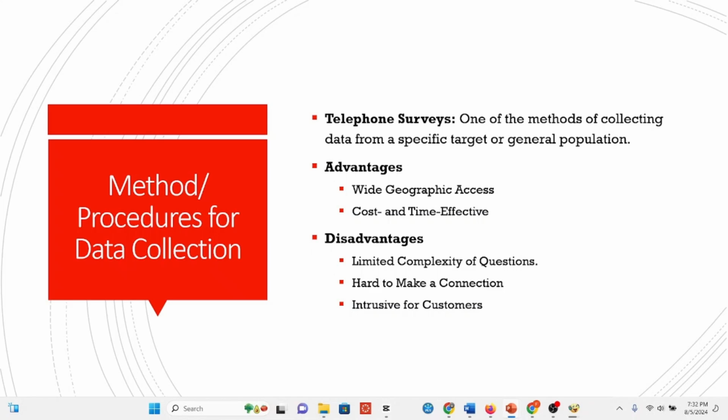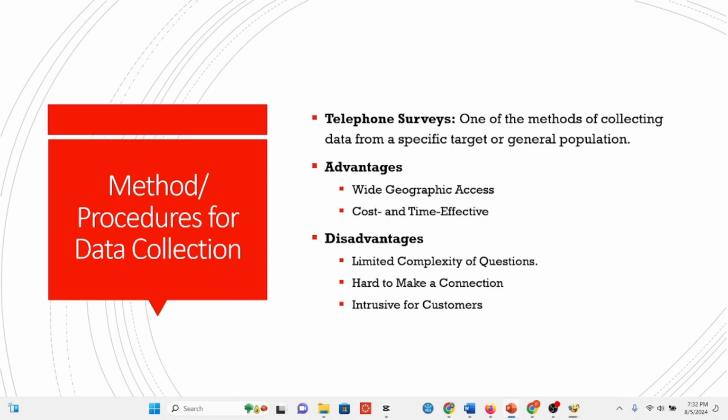This wide geographic reach makes it possible to collect data from a broad and representative sample. 2. Cost and time effective. Compared to face-to-face interviews or mailed questionnaires, telephone surveys are generally less expensive and quicker to conduct. They allow for rapid data collection and can be completed within a short time frame.